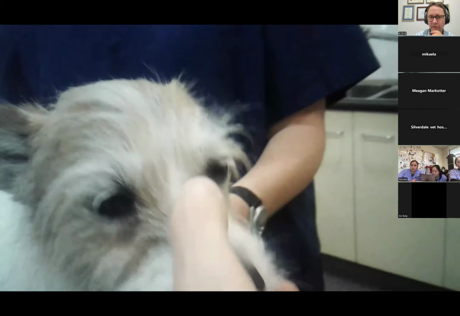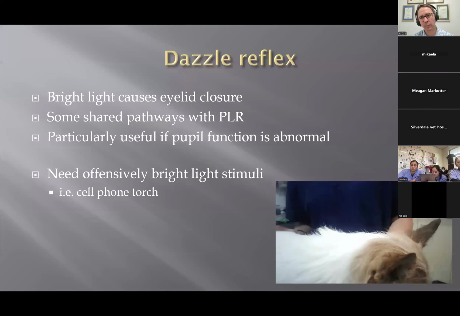The other side of that is that if you ever try to do a pupillary light reflex test or an eye exam with the light from your cell phone, you'll really struggle because the dog's going to want to blink and squint and get away from it because it's so offensively bright. So it's really nice to have that tool, your cell phone or similar really awful bright light, to do the dazzle reflex testing, but it's not a great exam light because it's just too bright for them to tolerate.